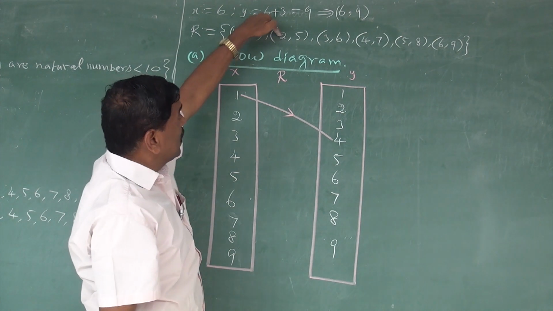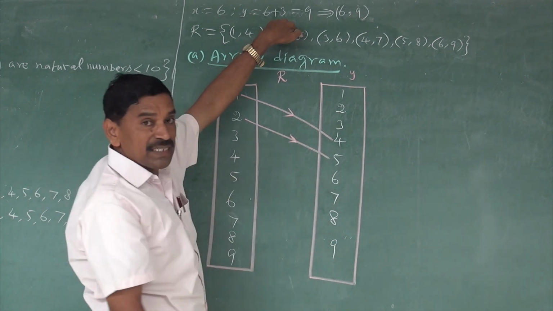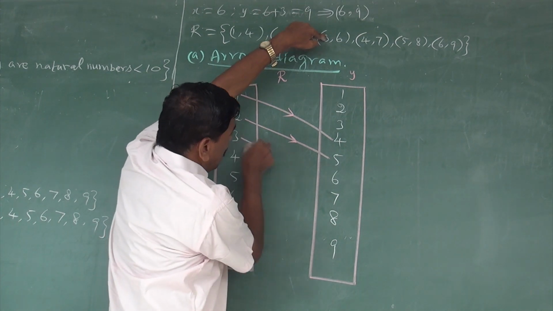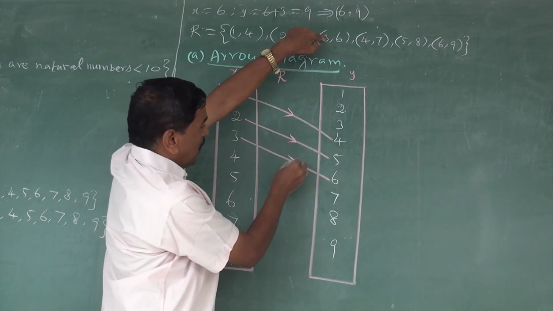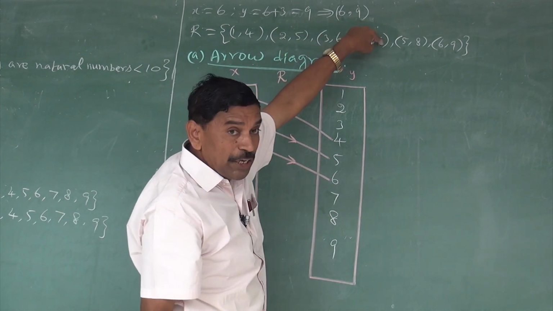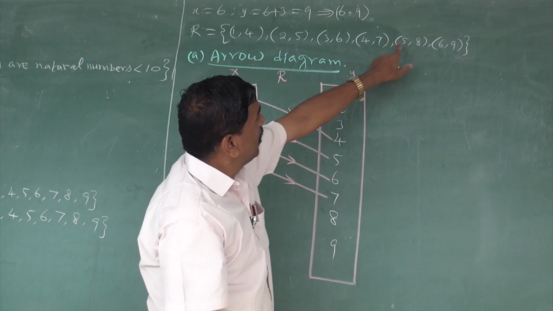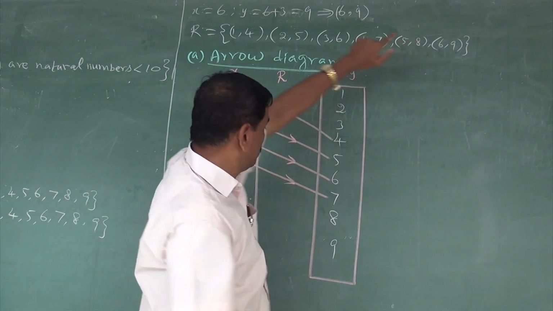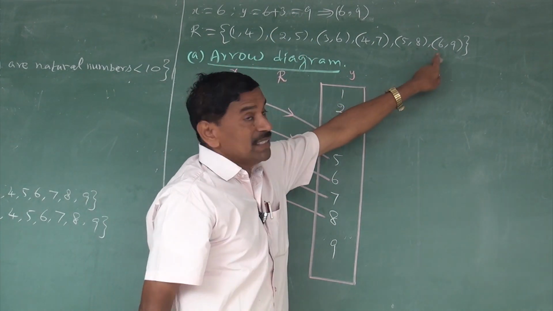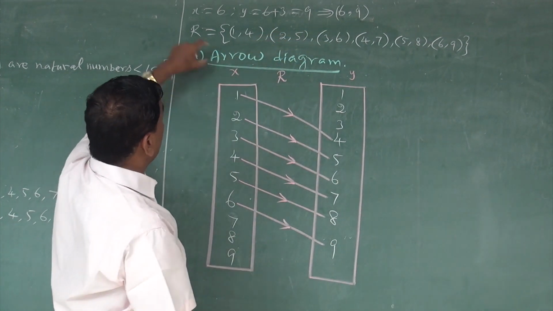Next. 2 is related to 5. Next. 3 is related to 6. Next, yourself. Yes, 4 is related to 7. Next. Yes, 5 is related to 8. Next, yourself. Yes, 6 is related to 9. So which is the required arrow diagram?